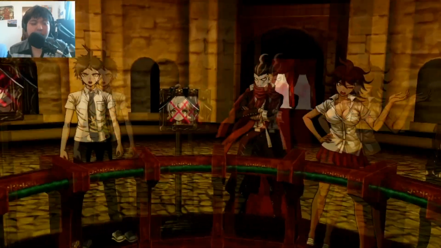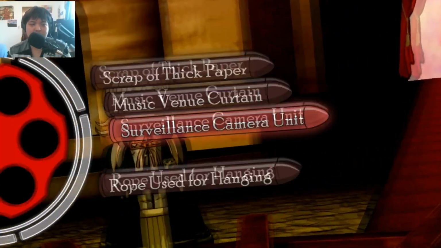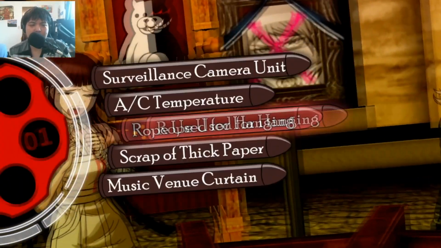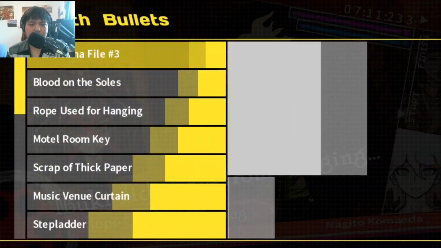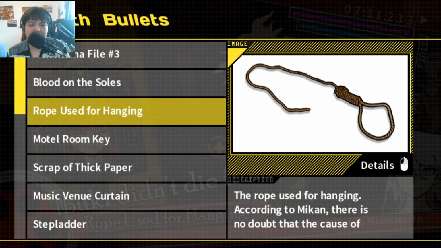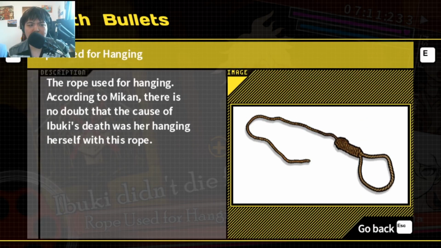Make your argument. Rope used for hanging, wait, what was the rope used for? Ibuki didn't... I think the rope was used for something, wasn't it? Yeah, the rope used for hanging. According to Mikan, there is no doubt that the cause of Ibuki's death was her hanging herself with this rope. Oh! I see. I get what Nagito was saying.